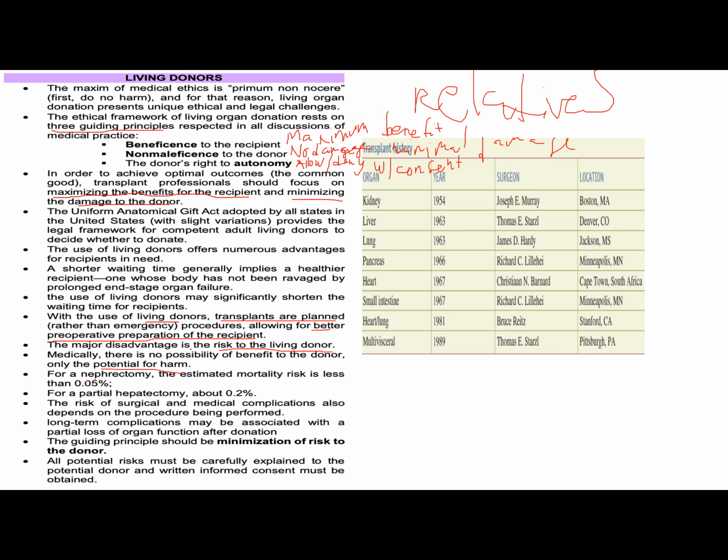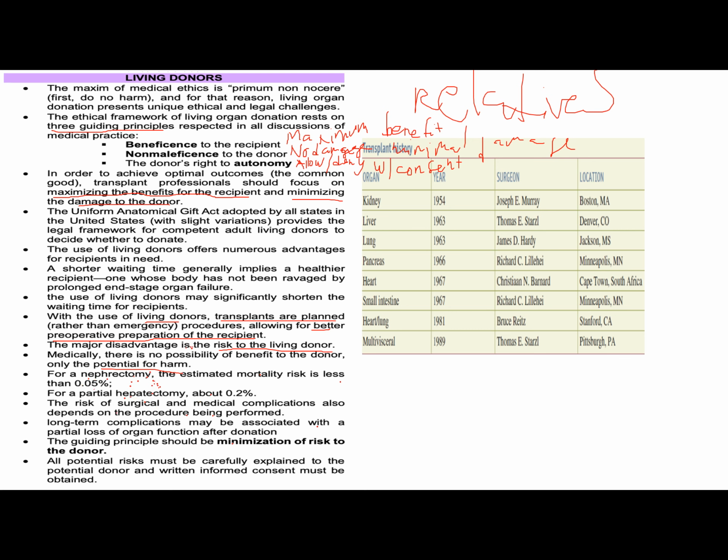So for every procedure, class, like this, for nephrectomy, the estimated mortality risk is less than 0.05%. For partial hepatectomy, when you say nephrectomy, class, we're talking about the kidney here. Tatanggalin yung kidney dun sa donor. And hepatectomy is liver. Kasi in liver transplant, you could actually get a small part or a part of your liver and you could donate that. And on its own, it could regenerate. Then the risk of surgical and medical complications would also depend on the procedure being performed. Long-term complications may be associated with a partial loss of organ function after donation.